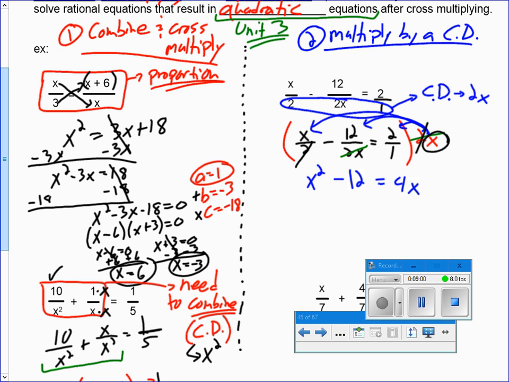So now we have our resultant quadratic equation again, and all the steps are going to be the same. We start by putting it in standard form, so we subtract that 4x to bring it over to this side. Look for our two numbers that multiply to make 12 and add together to make negative 4. And once we have our two factors, we set each one equal to 0 and solve.